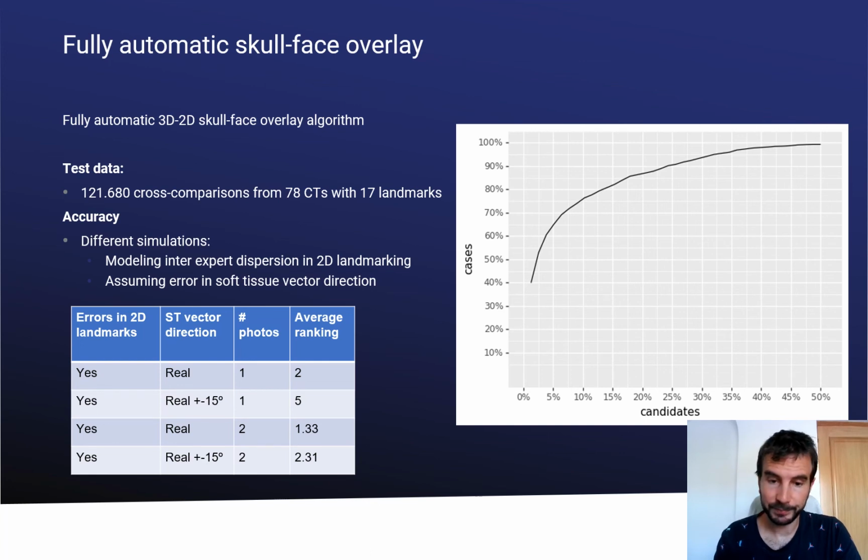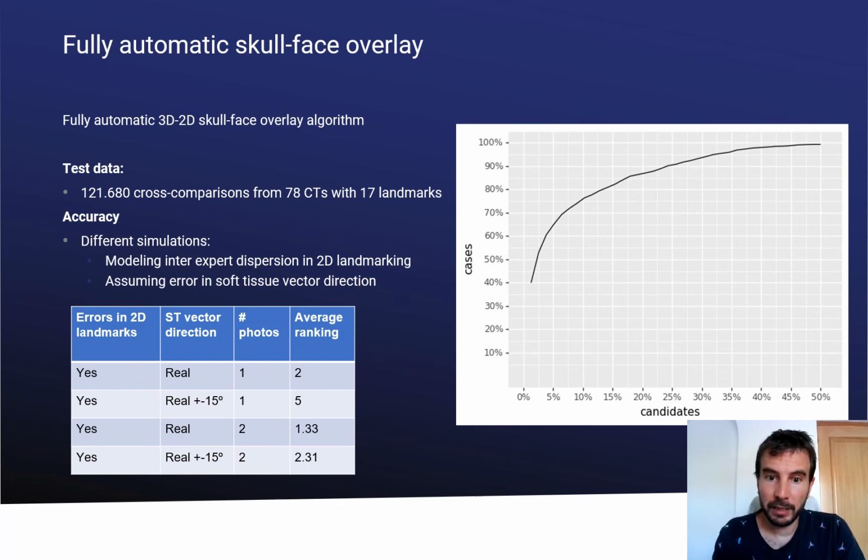The graph on the right side of the slide shows the shortlisting capability of the skull face overlay approach. For example, if we only consider the top of the ranking, in this case, that means the first individual, there are only 78, in 40% of the cases, so in almost 50,000 cases, the first ranked individual is the positive identification.